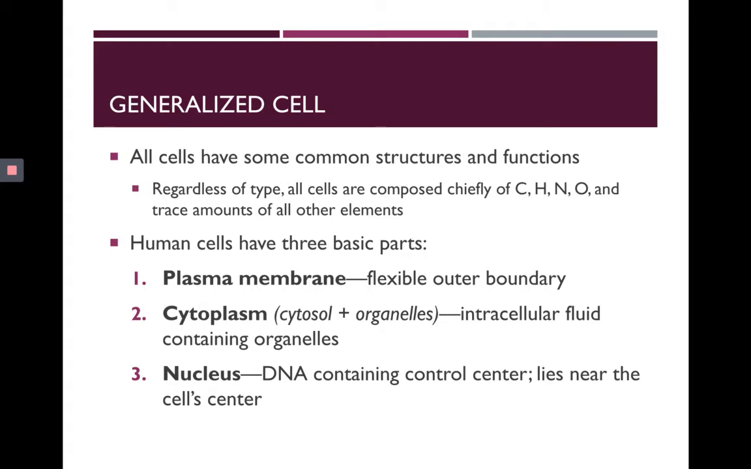And regardless of the type of cell, all cells are going to be composed chiefly of carbon, hydrogen, oxygen, and nitrogen, and some other trace elements like phosphorus and sulfur. These components we see in many biological compounds, and biological compounds make up cells.